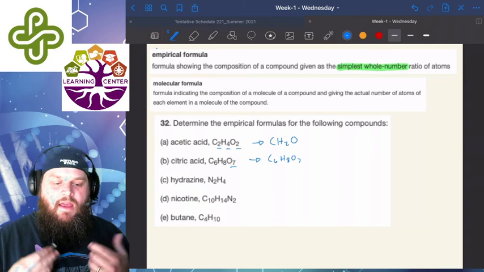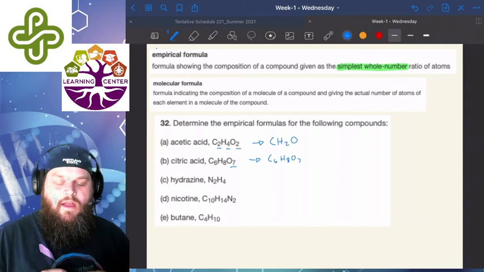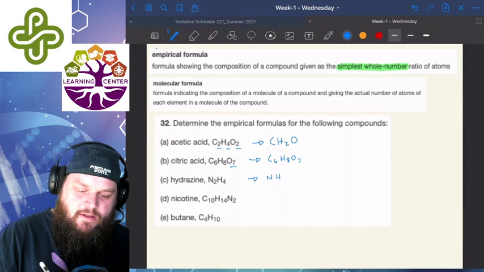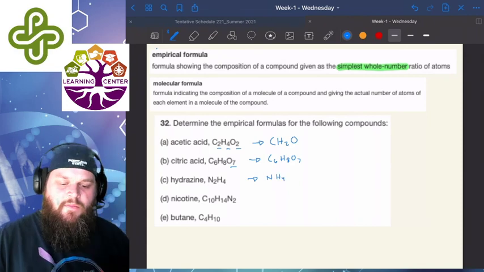Hydrazine, N2H4, has a common factor there. There's a 2 and a 4, which have a common factor of 2. I'm going to factor that 2 out and say it's NH2. That's the empirical formula.